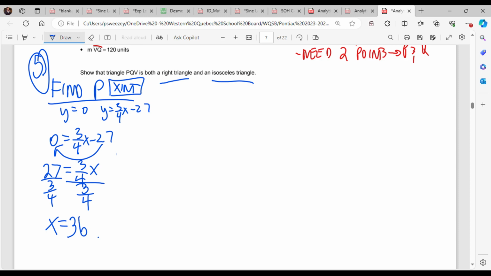What's good about that is I didn't just get x as 36. I actually found point P, where when x is 36, y is 0. So I'll be able to use that in the distance formula. In terms of needing 2 points, I can write that here as well. That's going to be my x1, y1. Good to go.